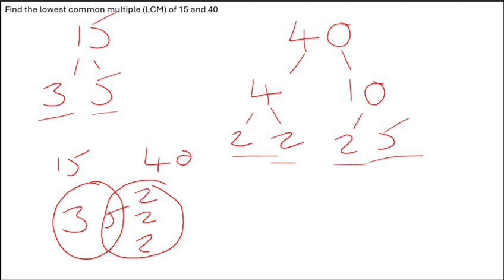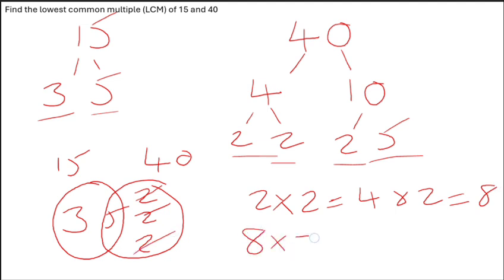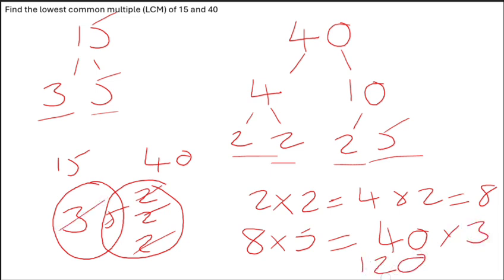So what we're going to do is 2 times 2 equals 4. Done those two. 4 times 2 equals 8. Cross that one off. 8 times 5 gives me 40. 40 times 3 gives me 120. And again, same answer, different method.